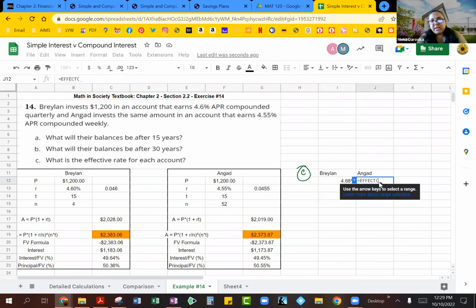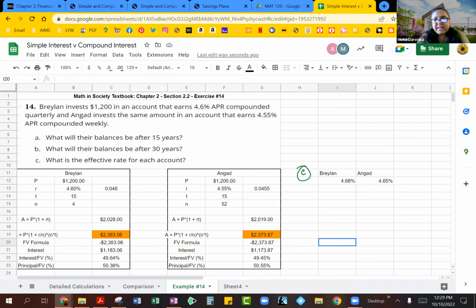Now let's see what Angad is doing. He had 4.55 as his interest rate, and this was being compounded weekly. And you can see he is getting 0.0465. If I convert this into a percent, you can see even though he was compounding weekly, which is much faster than quarterly, because Angad started at 4.55 and Braylon was at 4.6, Braylon still keeps a higher interest rate. So he's definitely making a better investment.